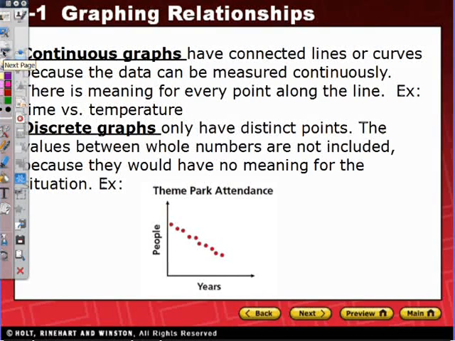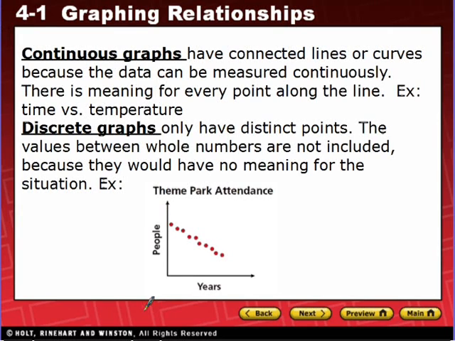Continuous graphs versus discrete graphs, and this you do need to write down. It's the vocabulary at the beginning. This is a really important concept. Continuous graphs have connected lines or curves because the data can be measured continuously, meaning the line actually means something. There really is meaning for every little infinite point along the line, like time versus temperature. You can keep measuring time down to smaller and smaller and smaller amounts. You can measure temperature out to many, many decimal places if you really wanted to. Okay, so that everything has meaning along that line.